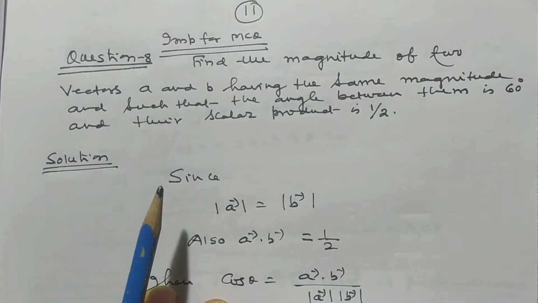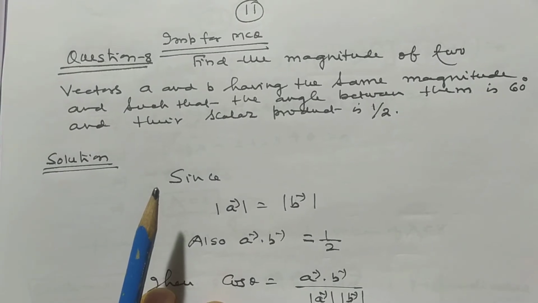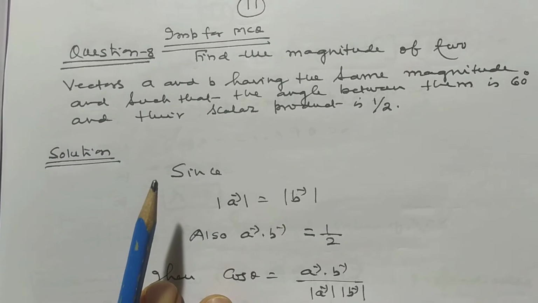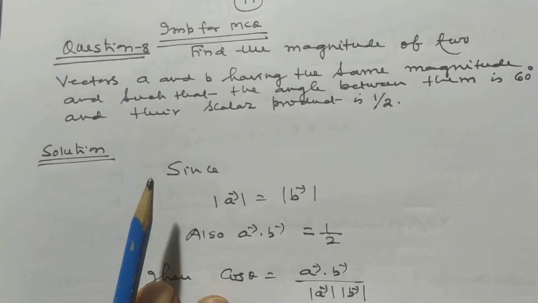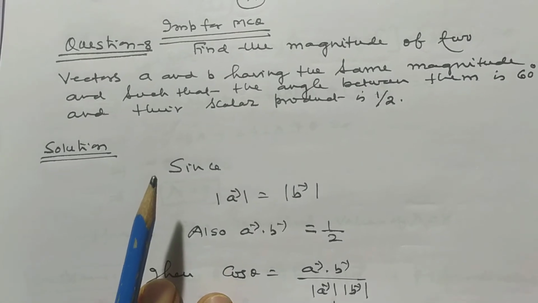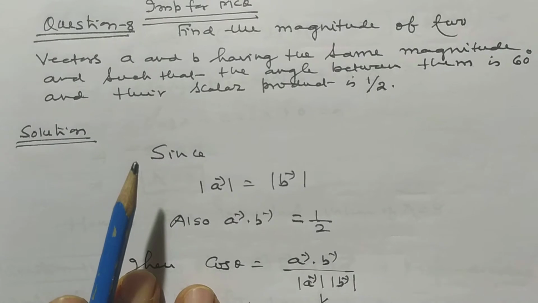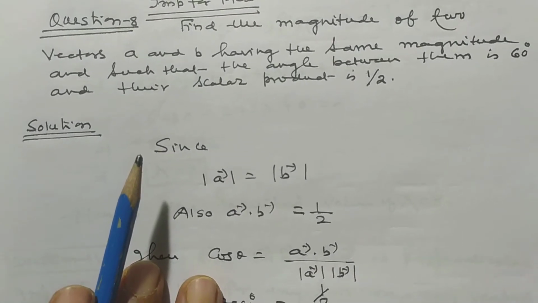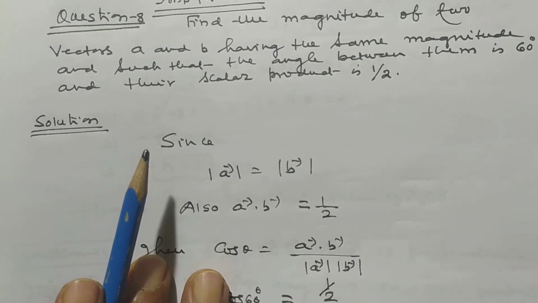My dear student, I want to discuss problem number 8 of exercise 10.3. This problem is very important for multiple types of questions. Find the magnitude of two vectors A and B having the same magnitude and such that the angle between them is 60 degrees and their scalar product is 1 by 2.